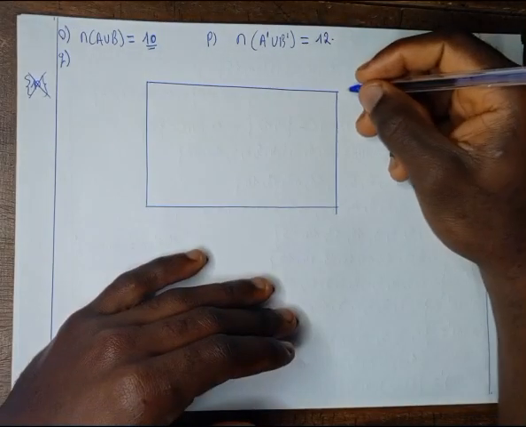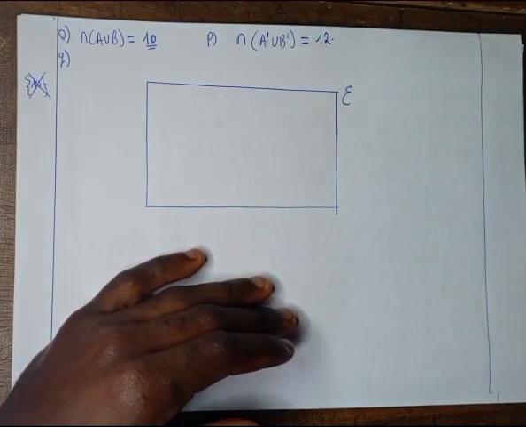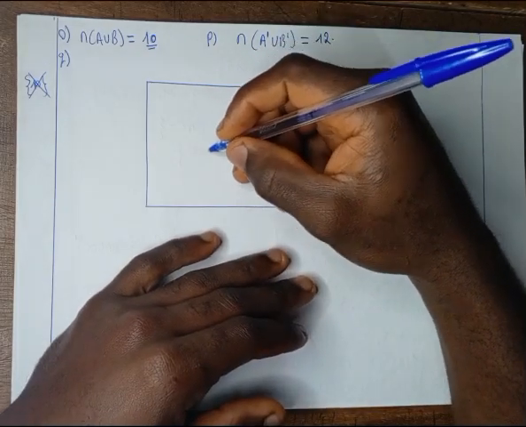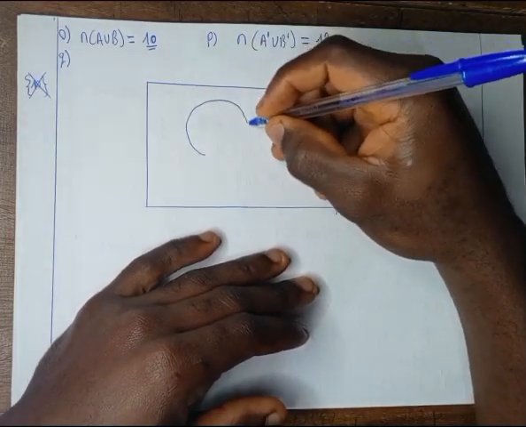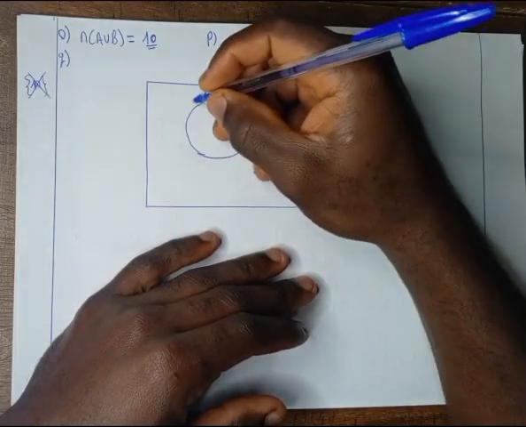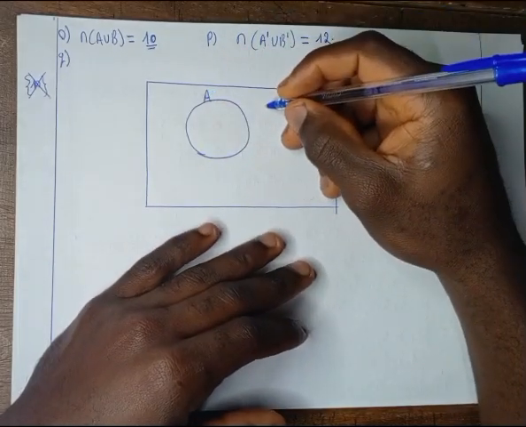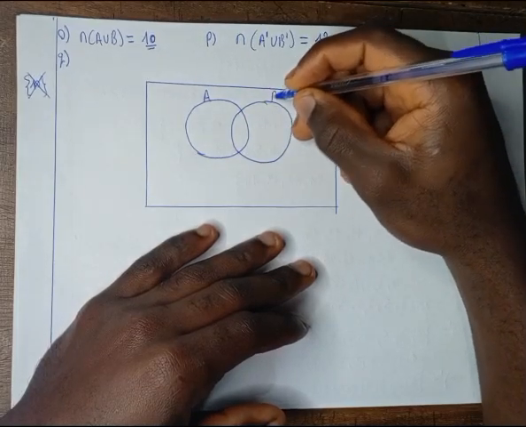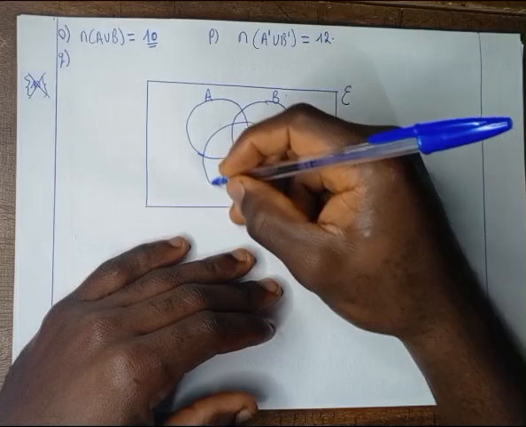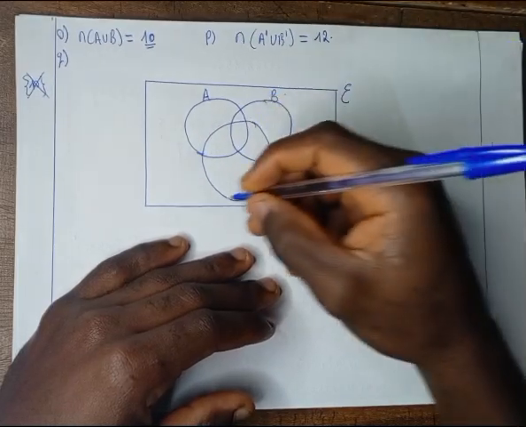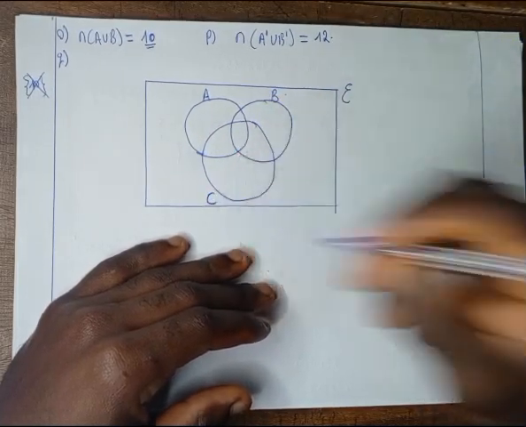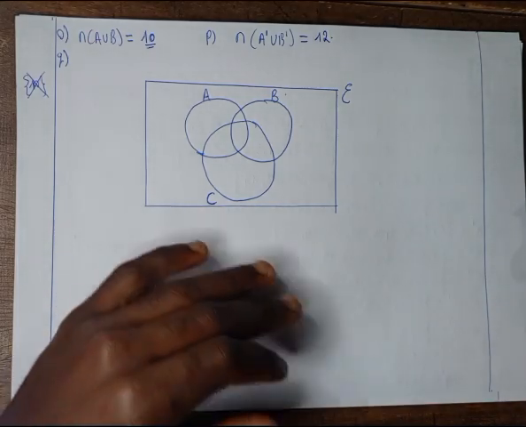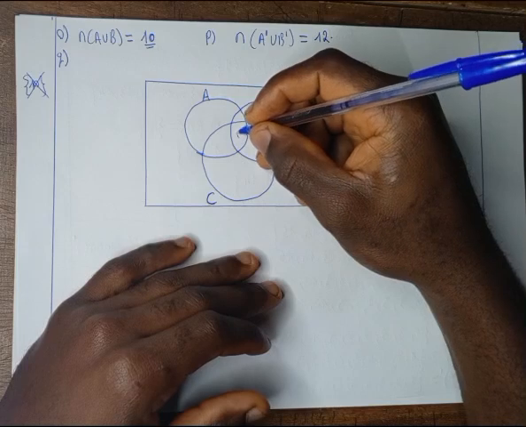We are going to indicate this is our universal set. We have to draw the three sets. Draw circles. This is the set E. This is the set B. And this is the set C. We know the intersection of the three sets is simply 0.